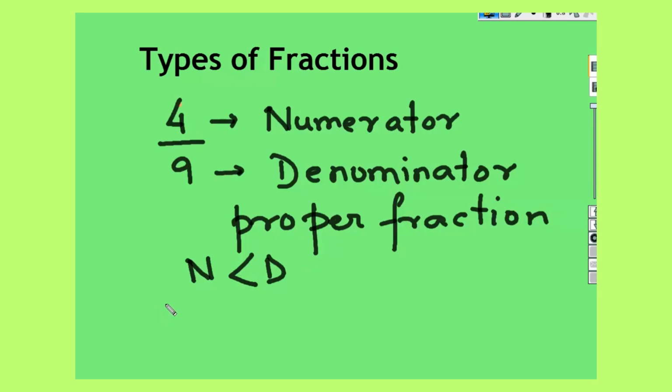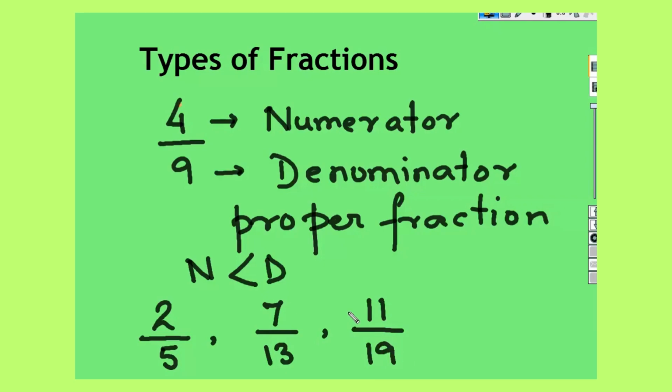We can give a lot of examples. We can write it down. Say if I write down 2 out of 5, or 7 out of 13, or 11 upon 19. See, in all these cases, the numerator is less than the denominator. So this kind of fraction is called a proper fraction.